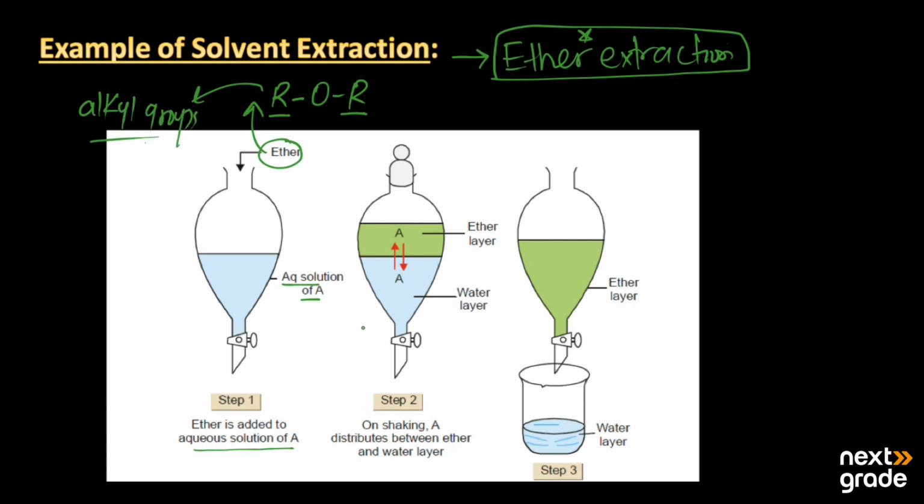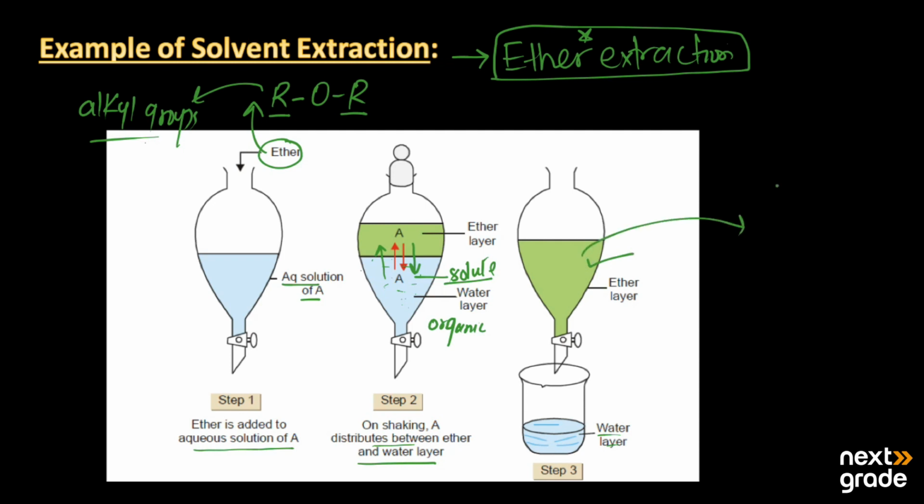After the addition of the ether, there is a formation of two layers. The solute particles that are organic in nature distribute themselves in the two layers. So they go to the ether layer, and from the ether layer to the aqueous layer. On shaking, the solute distributes between the ether and water layers. We separate out the water layer, and over there we have the ether layer.